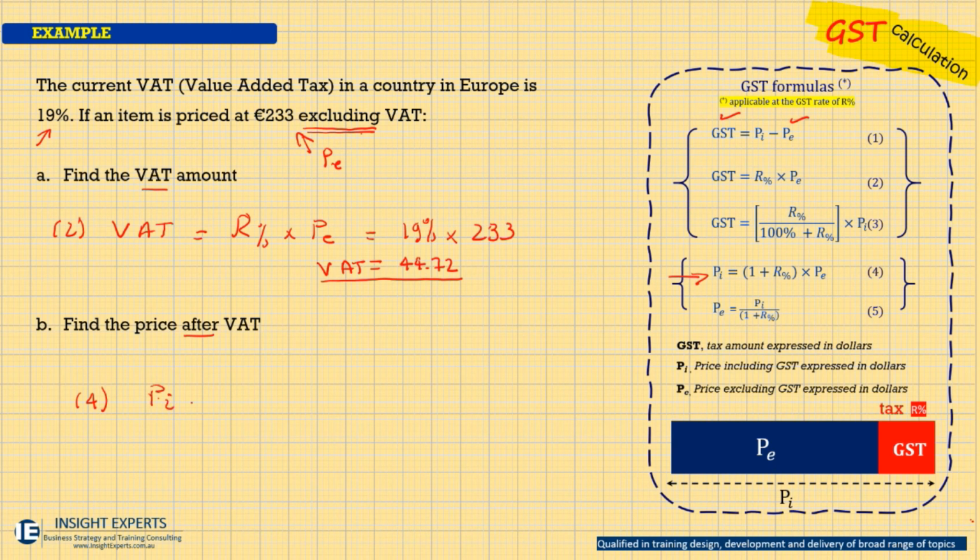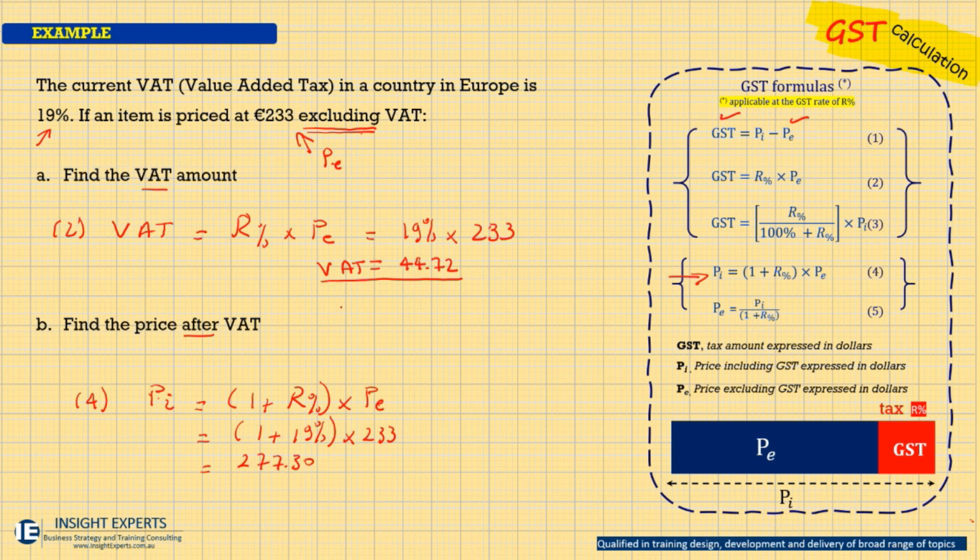So from equation number 4, the price after tax is equal to 1 plus the tax rate expressed in percentages times the price before tax. In other words, it's 1 plus 19% times 233. And that equals 277.30.